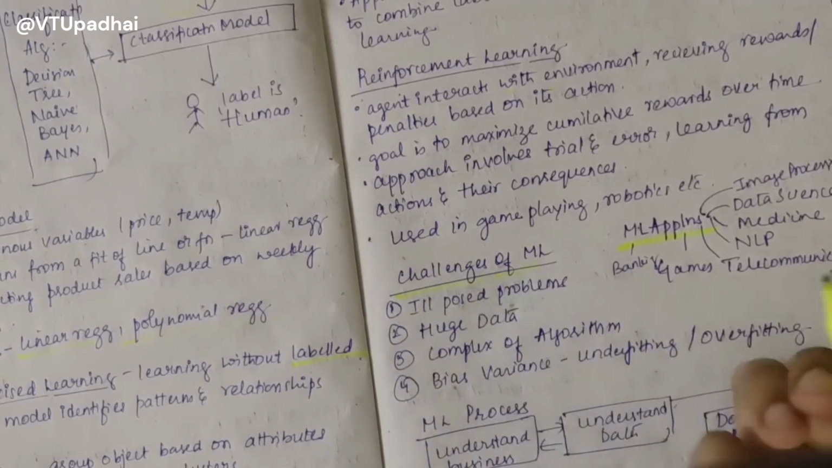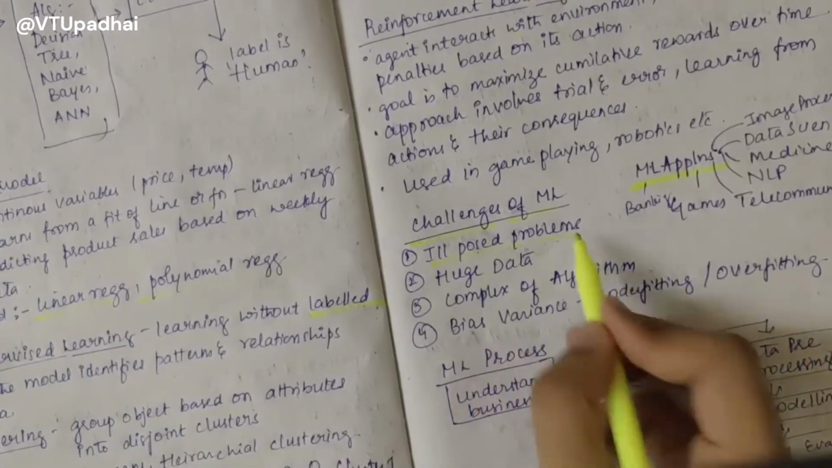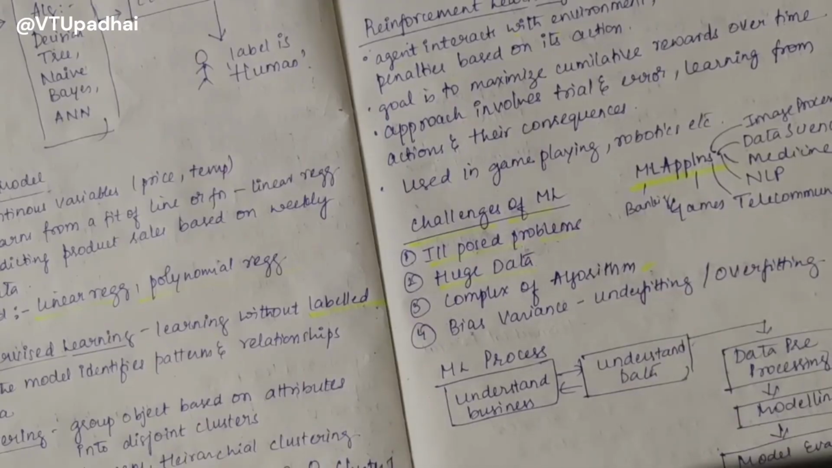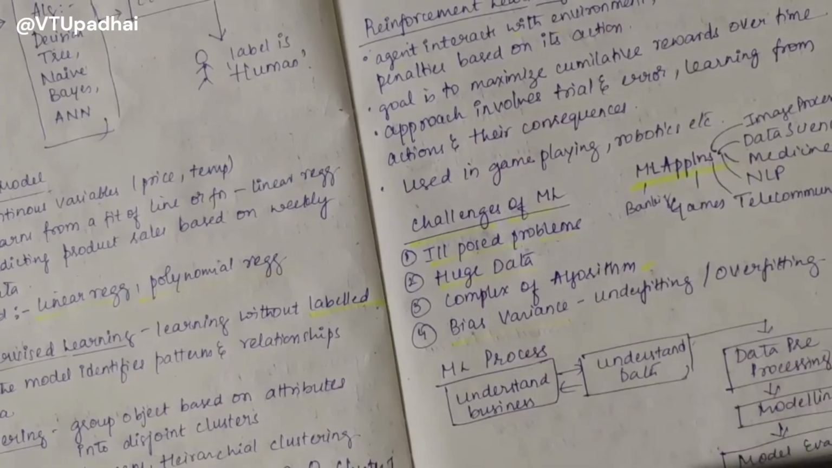Then we have the challenges of ML. If the problems are not proposed clearly, that is ill-posed problems, it could lead to challenges. Then we have huge data. When the data set is of large quantity, it again creates a problem. Then the complexity of algorithms. The algorithms being used here are very complex. Then we have the bias variance, that is underfitting or overfitting condition can also happen here.